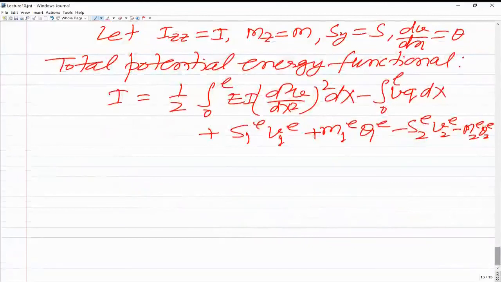So once we have this integral functional, then we talk of the approximate solution.